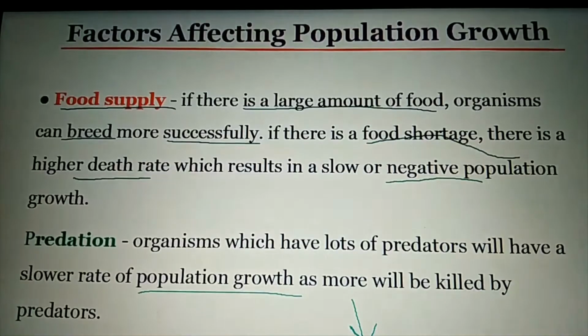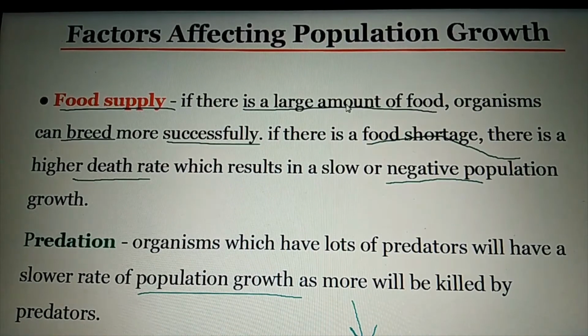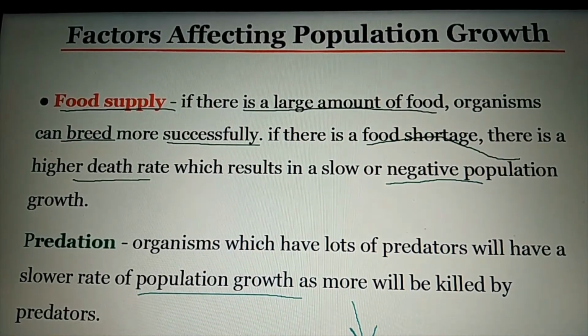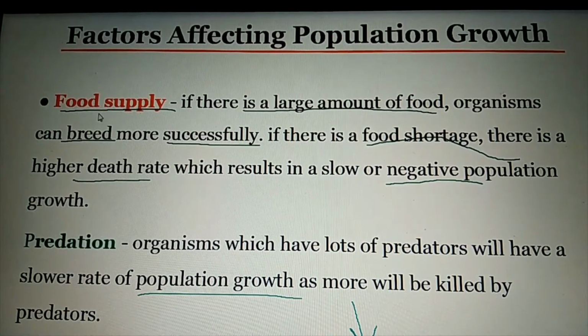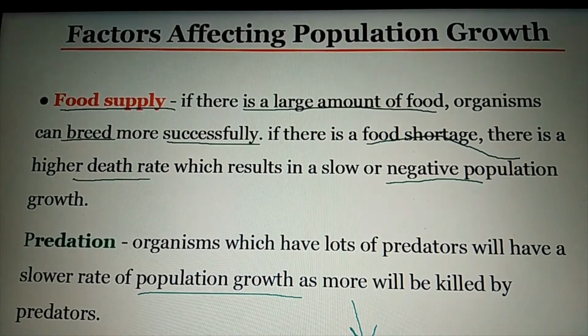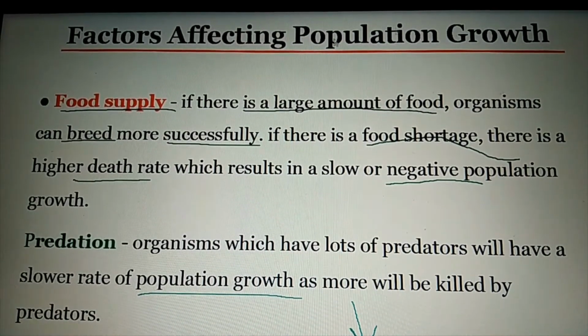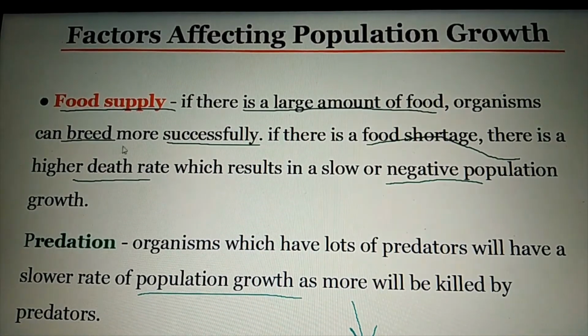So let's look at the factors that affect the growth of population, or factors affecting population growth. The first one is food supply. If there is a large amount of food, organisms can breed. To breed means to reproduce. So organisms can breed more successfully.